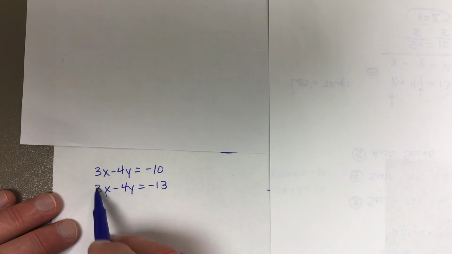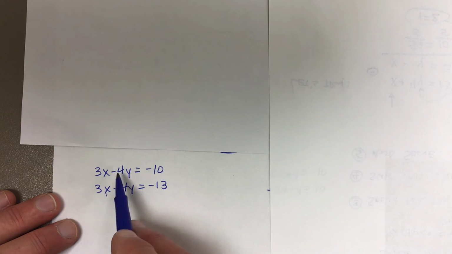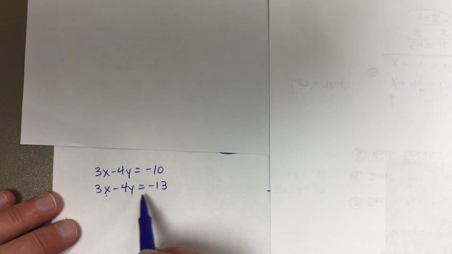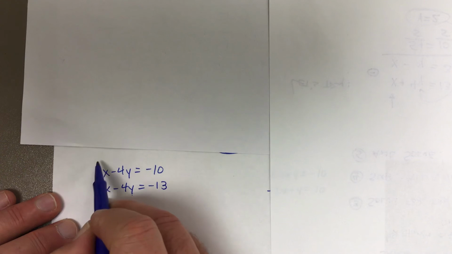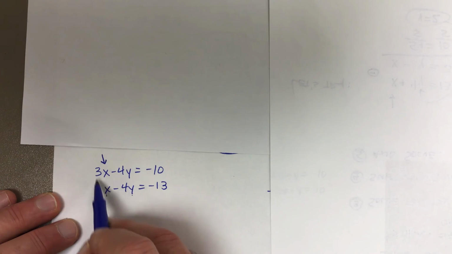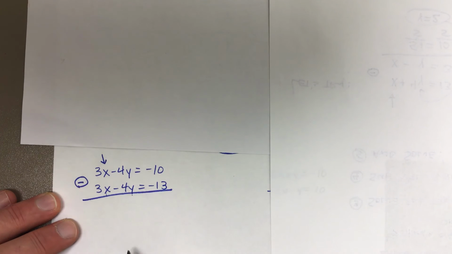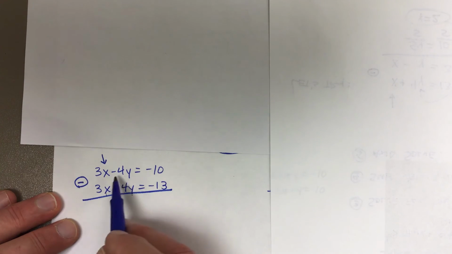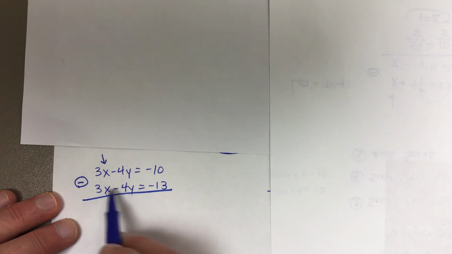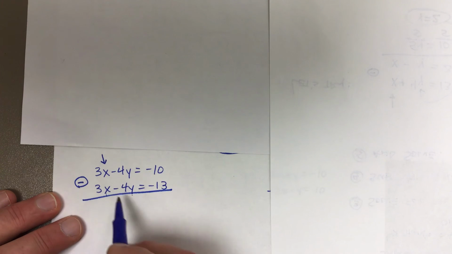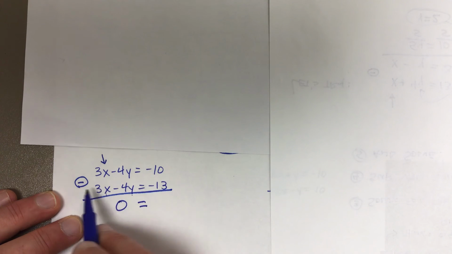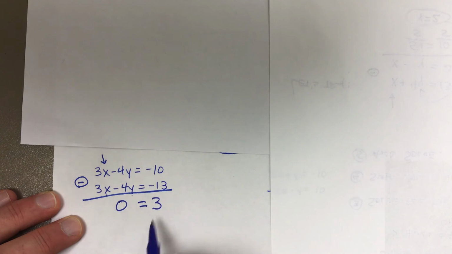Now we've got to look to see which one we're going to eliminate. We can eliminate x's because they have the same. We can eliminate y's because they have the same. All right, so let's eliminate the x. So same sign, subtract. So 3x minus 3x goes away. Negative 4 minus a negative 4, which is negative 4 plus 4, that goes away. So this whole thing goes away. And negative 10 plus 13 is 3.